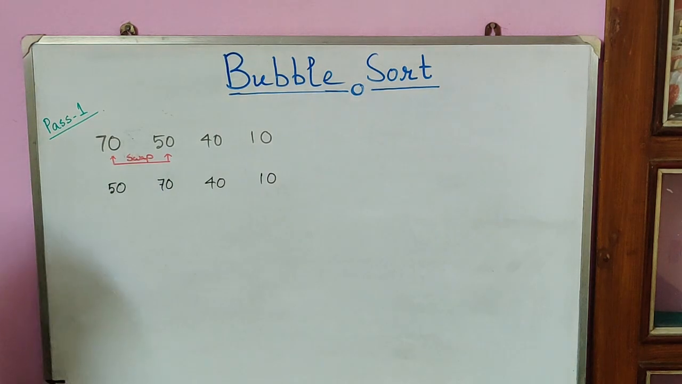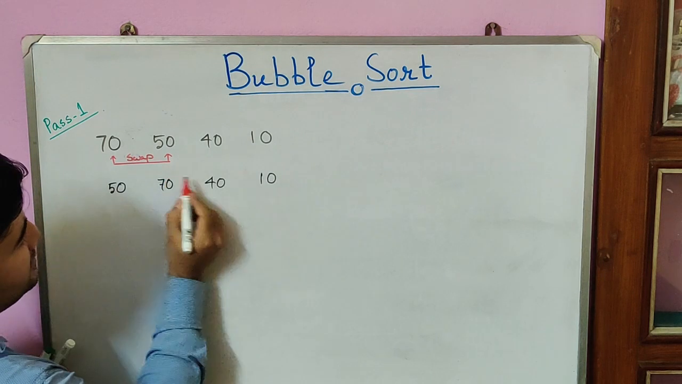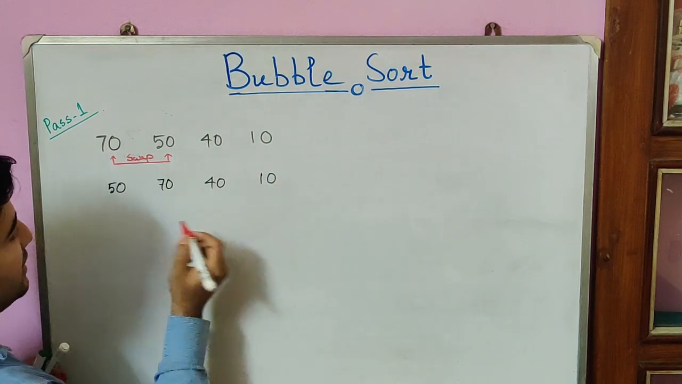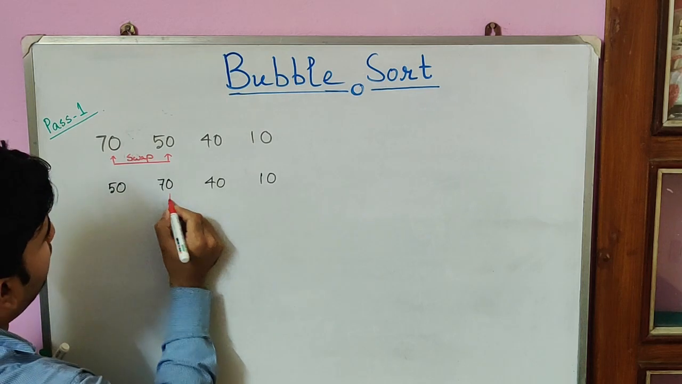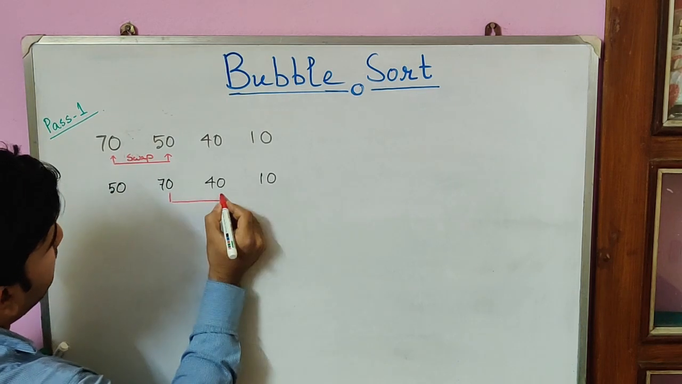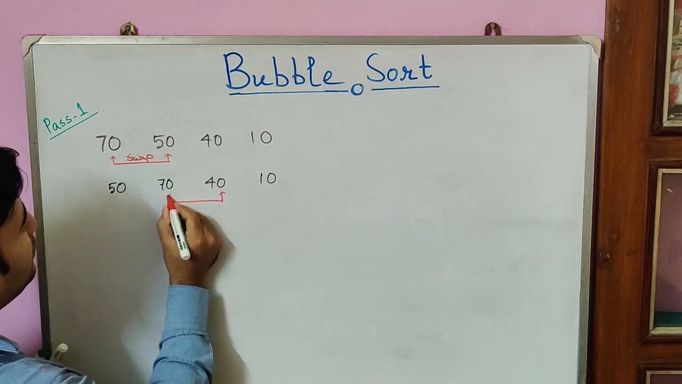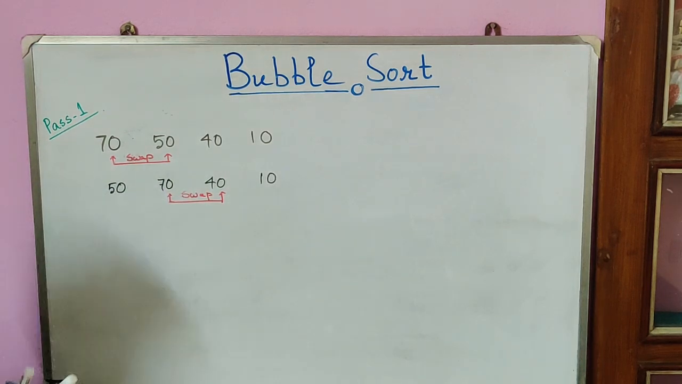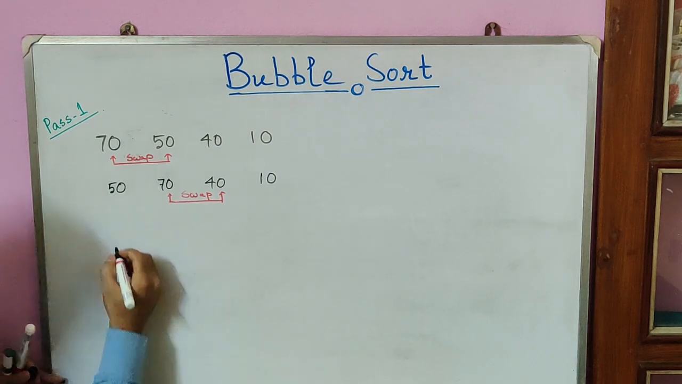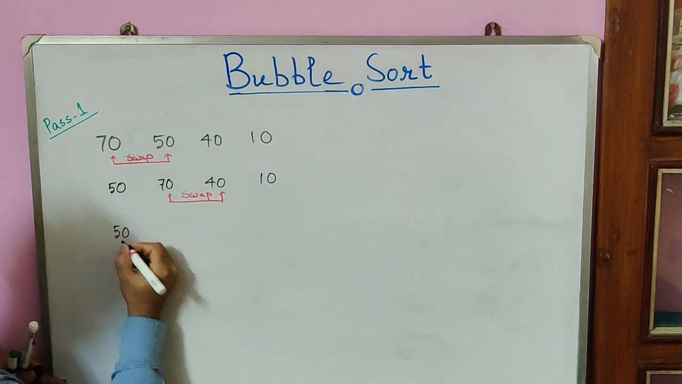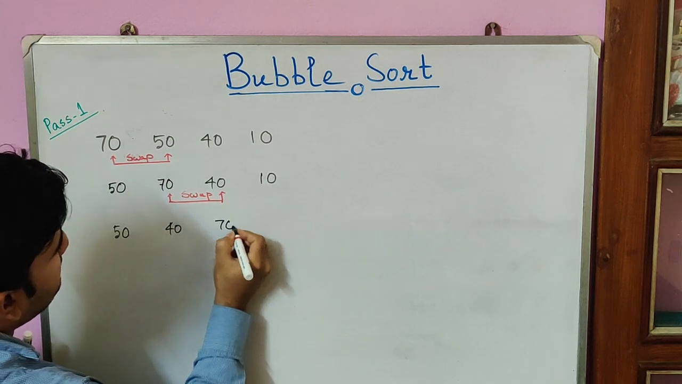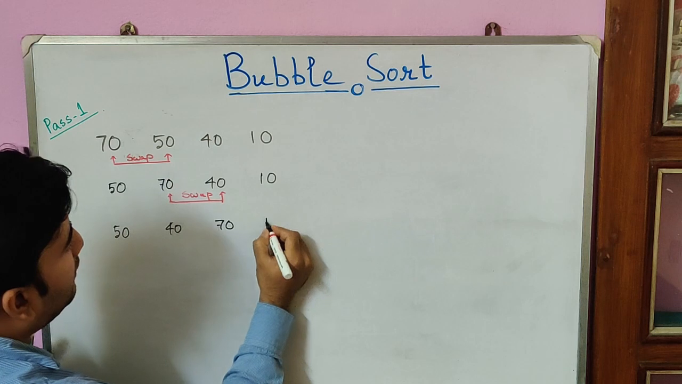Now move to the next one. This element, 70, with its corresponding immediate next element, 40. Yes, 70 is greater than 40, so we need to perform the swap operation. So first 50 will be here, then 40 comes in that position, then 70, then 10.